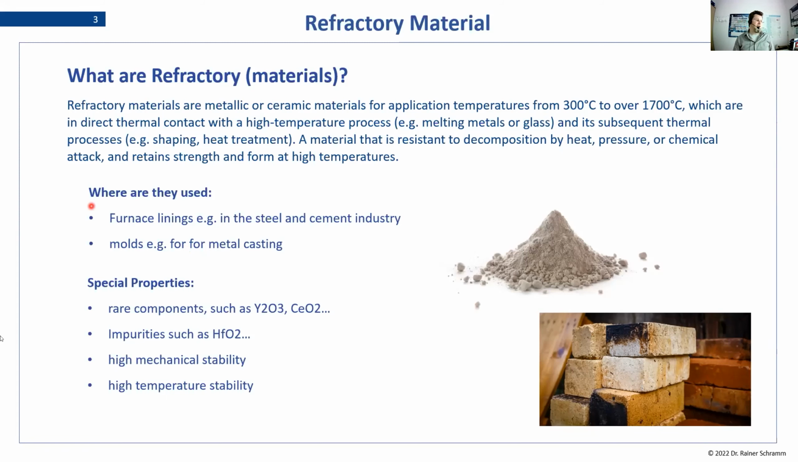All of these materials have one thing in common, and these are the special properties, as we call them. We are usually talking about a ceramic material, and they have some very exotic elements like yttrium or cerium. Also, due to the raw materials and how they are produced, we have some impurities; hafnium, for example, is quite common, which is not your everyday analyte you find in your laboratory. In terms of mechanical properties, they need to be mechanically stable and also very temperature stable, which will be an issue later on down the line.